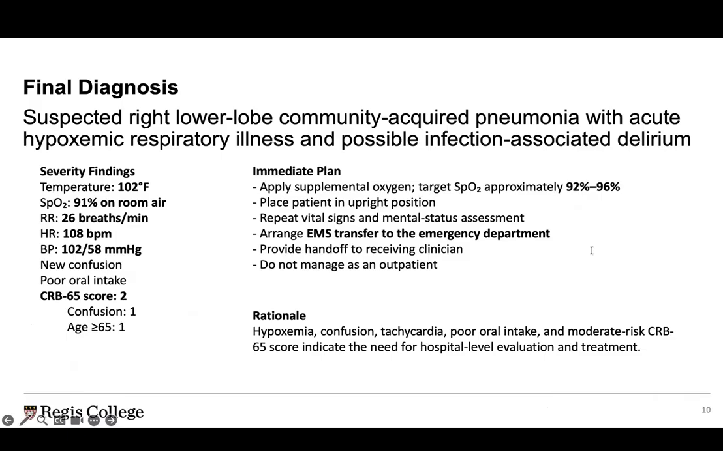First, she was hypoxic with an oxygen saturation of 91% on room air. Second, she demonstrated new confusion, which represented a significant departure from her baseline and is recognized as a marker of severe pneumonia in older adults. Third, she had poor oral intake, borderline hypotension, persistent tachycardia, and increased respiratory distress. Individually, each of these findings is concerning, but together they painted the picture of a patient at risk for clinical deterioration. I calculated her CURB-65 score, which was 2, based on her age and acute confusion.